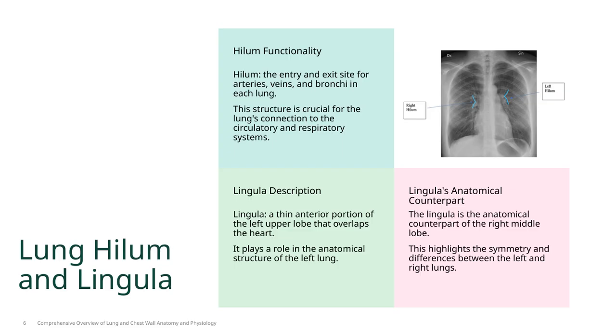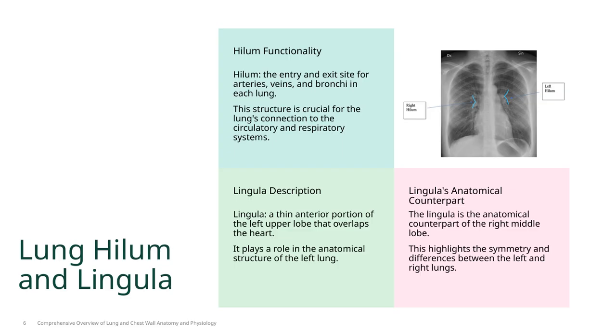Moving on, we have the lingula. Think of it as a thin anterior part of the left upper lobe that actually overlaps the heart slightly. It's an interesting feature because it plays a specific role in the anatomical structure of the left lung, helping us understand how the lungs are organized and how they fit within the thoracic cavity.